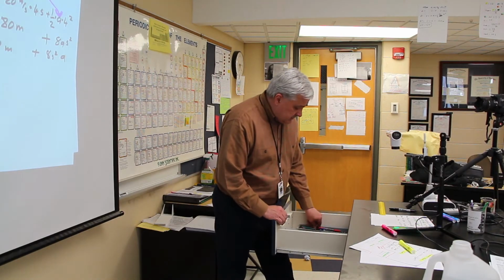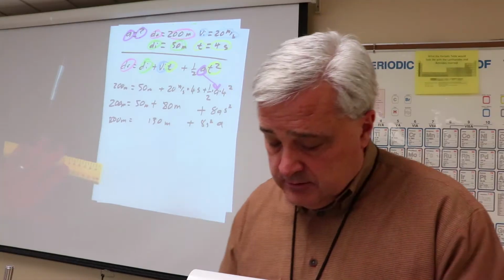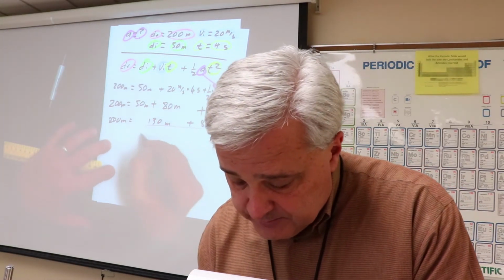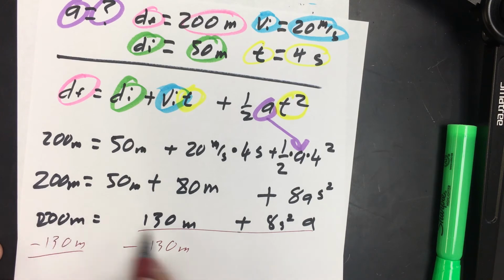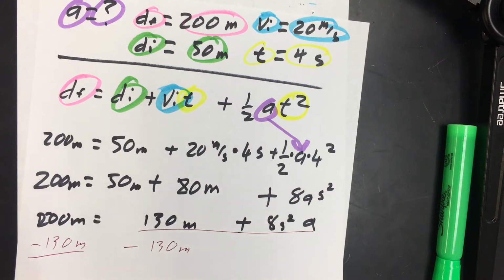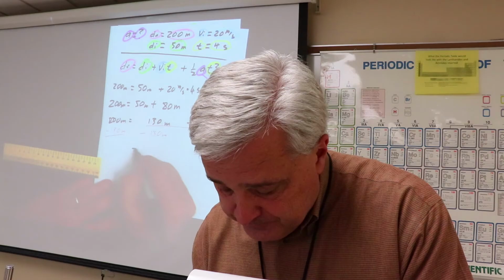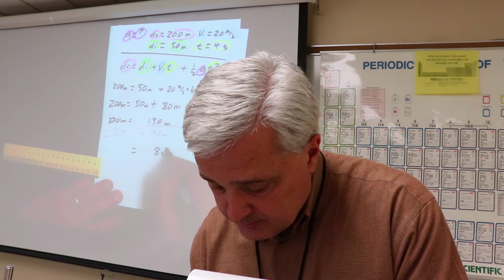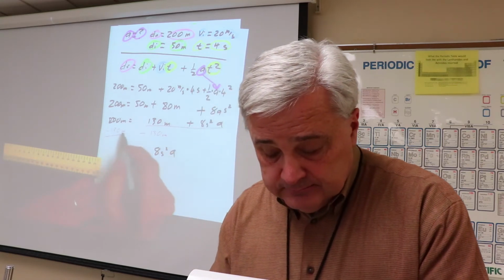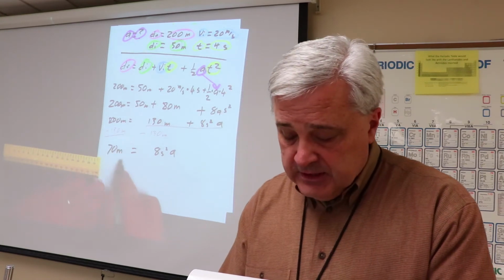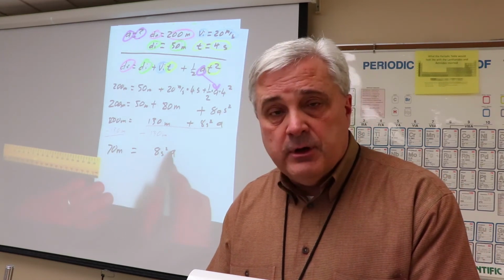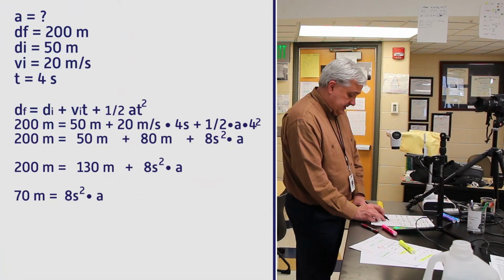I know a lot of my students like to actually do this. Actually, they would do it there. So subtracting 130 from both sides leaves us with 8 seconds squared times a. And over here, 70. 70 meters equals 8 seconds squared times a.